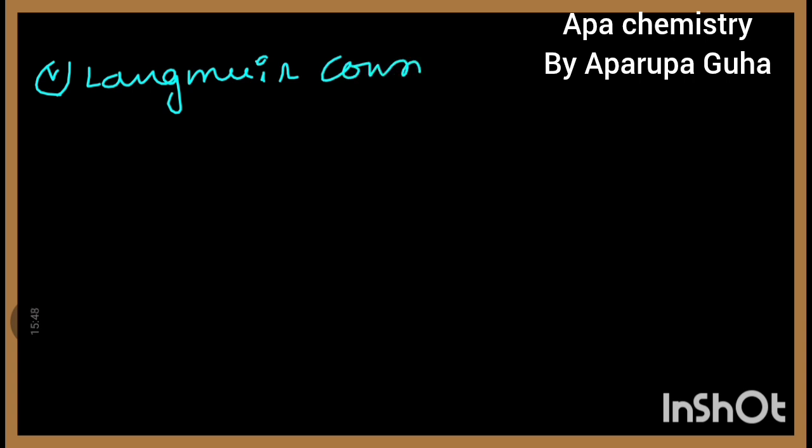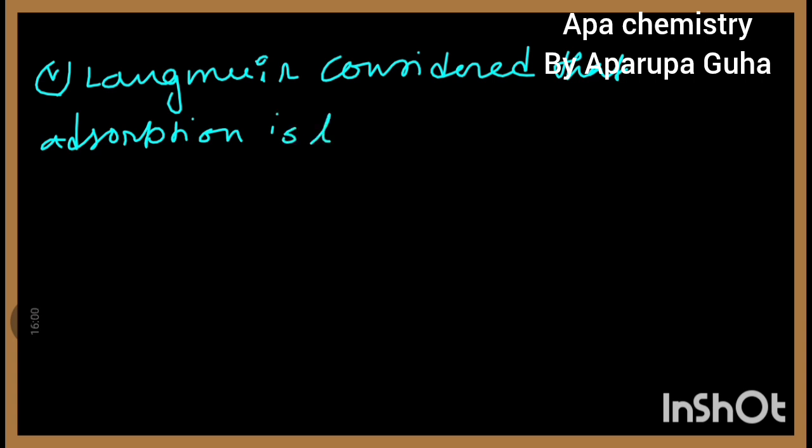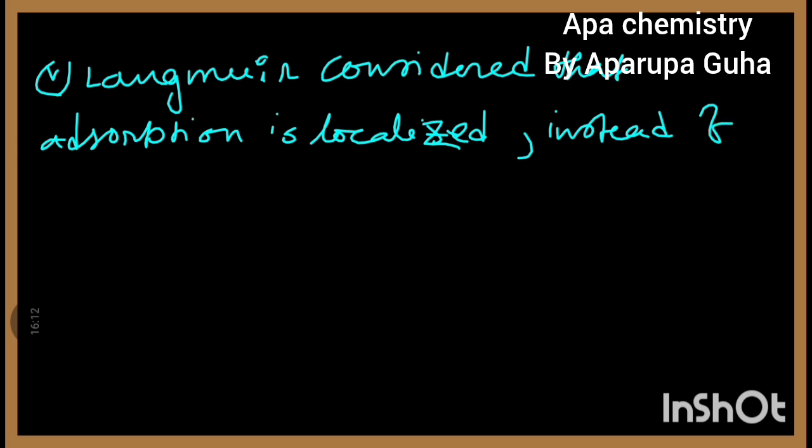Langmuir considered that adsorption is localized instead of being mobile. That means whenever adsorption takes place, it should be localized, because with localized adsorption there is a localization of adsorption.